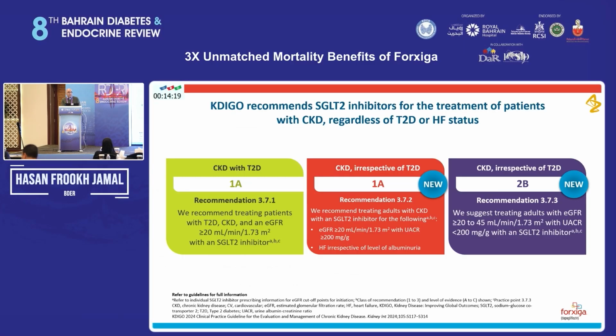But with the new recommendations added to the KDIGO guideline, they recommend using an SGLT2 inhibitor in patients with estimated GFR more than 20, and if their albuminuria is more than 200, or if they have heart failure, irrespective of their albuminuria, regardless of whether these patients are type 2 diabetic or not. And if the patient has CKD, irrespective of type 2 diabetes, we suggest treating the adult patient with estimated GFR more than 20 ml per minute, or albumin creatinine ratio less than 200, with an SGLT2 inhibitor. So the guideline emphasizes using the SGLT2 inhibitor among patients with or without type 2 diabetes who have CKD.